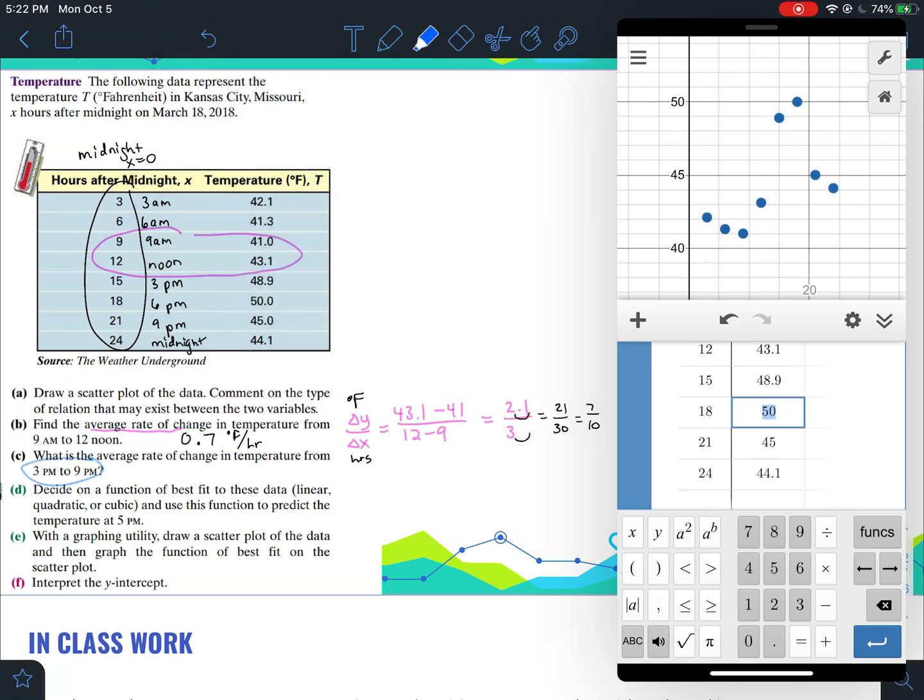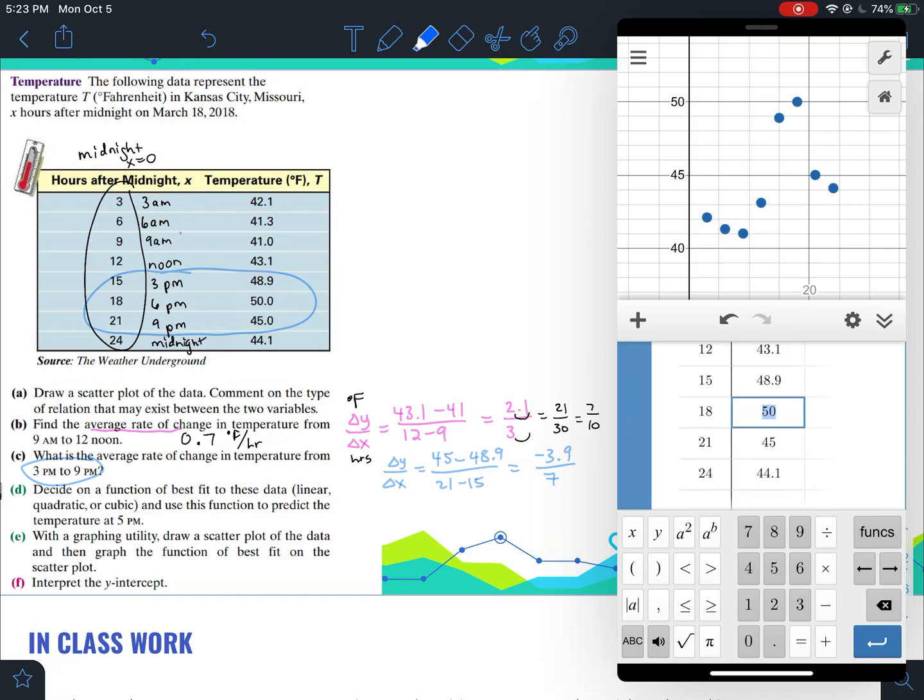What's the average rate of change between 3 p.m. and 9 p.m.? I have 3 p.m. here and 9 p.m. here, and I'm finding the average rate of change between those points. That's the change in y over the change in x. My y value at 9 p.m. was 45, and my y value at 3 p.m. was 48.9, over 21 minus 15, the x values that correspond to 9 p.m. and 3 p.m. So this is 45 minus 48.9, which is negative 3.9, over 21 minus 15, which is 6.